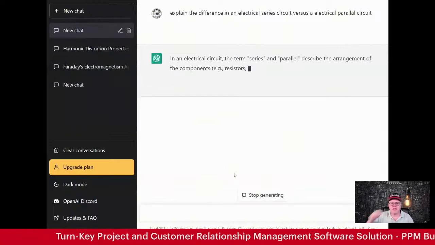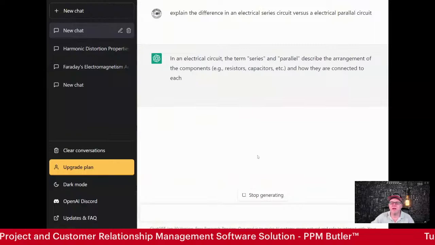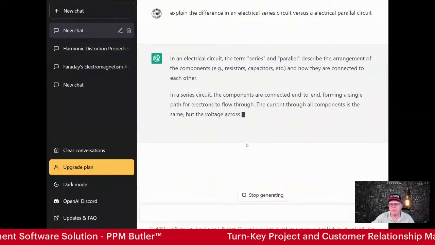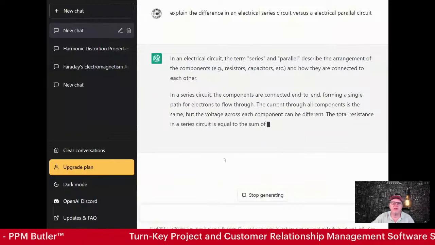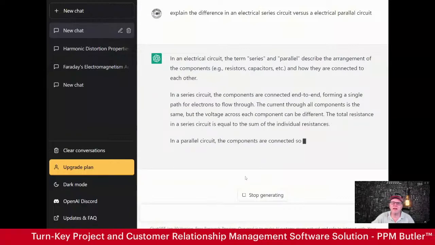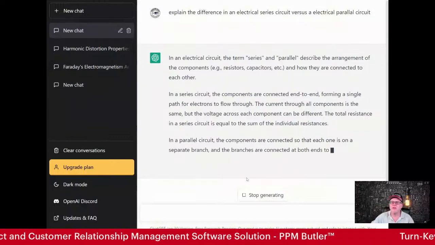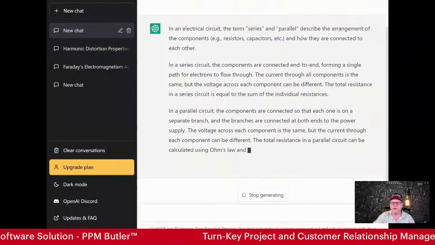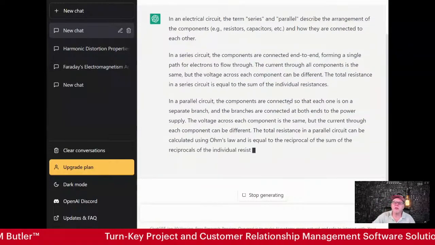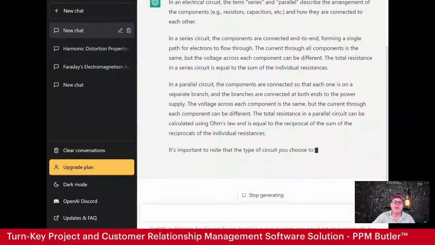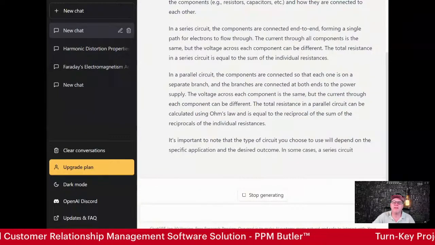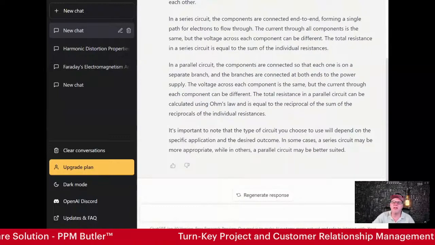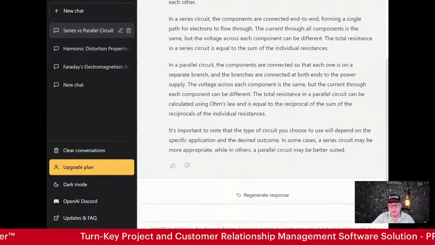All right, it says, in an electrical circuit, the terms series and parallel describe the arrangement of the components, resistors, capacitors, and how they are connected to each other. In a series circuit, the components are connected end to end to form a single path for electrons to flow. That's a series circuit. The current throughout all components is the same, but the voltage across each component can be different. The total resistance in a series circuit equals the sum of the individual resistances. That is true. That is correct.